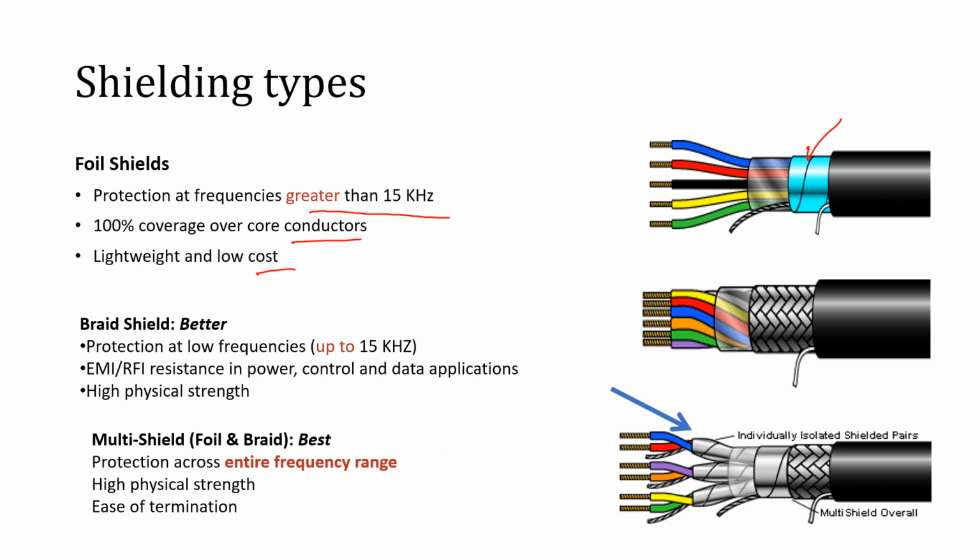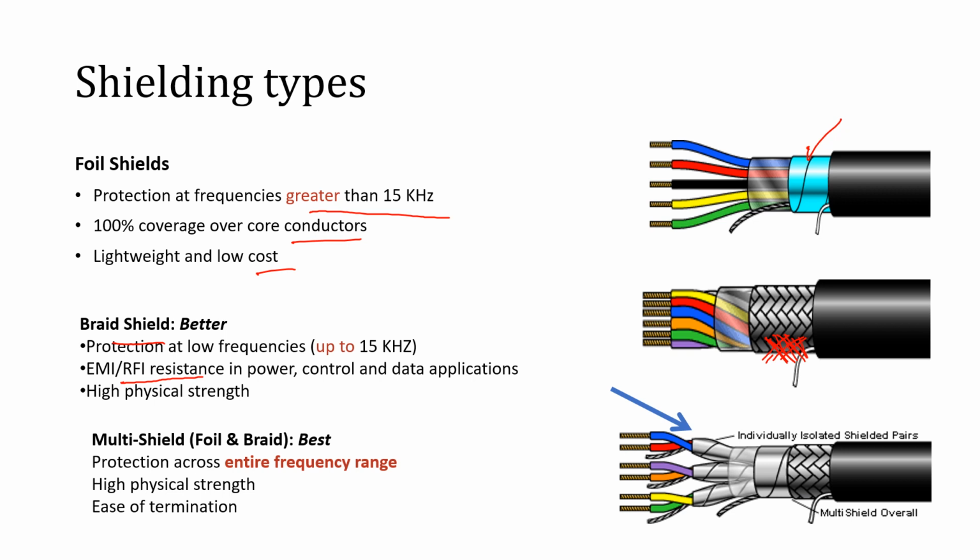Second is the braid shield. A braid shield is not a continuous foil, but is woven from very thin wires, woven like a sheet. Okay, it's a bit costlier, but it has some other advantages. It can even protect from EMI or radio frequency interference.